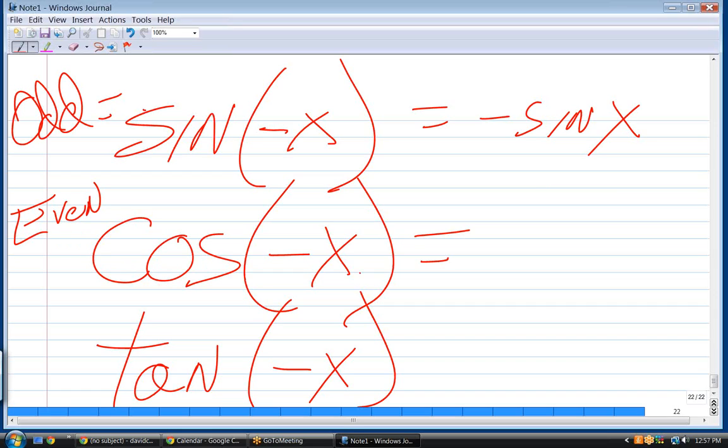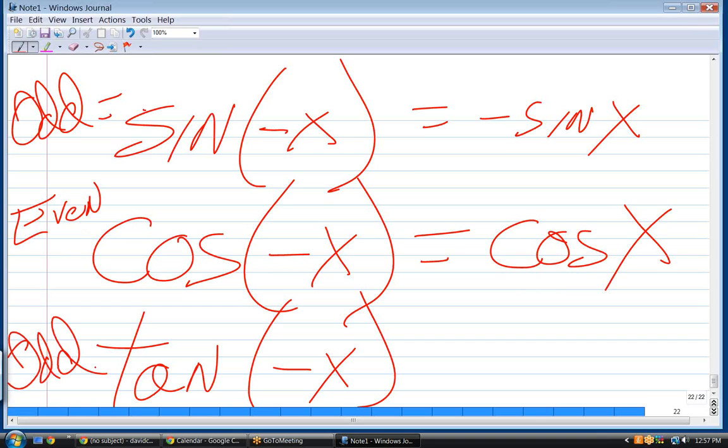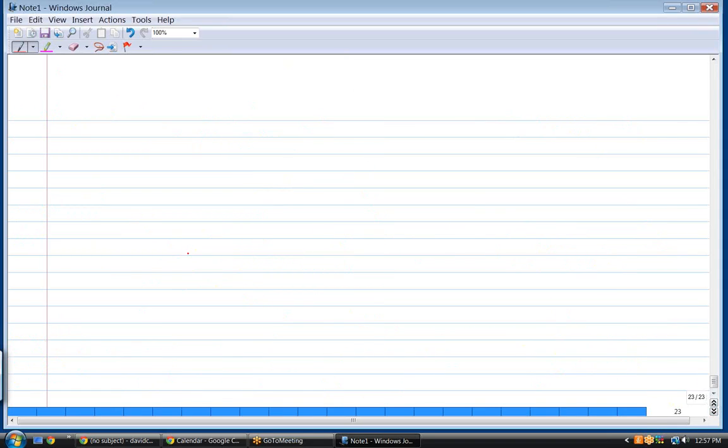Because cosine is even, what is cosine of negative x equal to? Cosine x. And because tangent is also odd, just like sine, tangent of negative x is equal to negative tangent x. And the only other thing to remember is that the natural period of tangent is pi, not 2 pi.